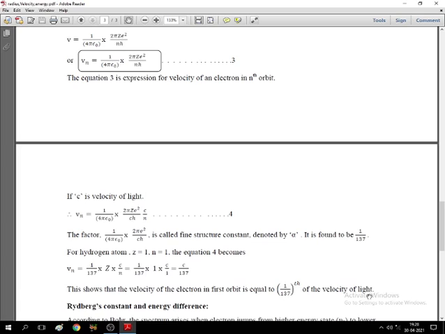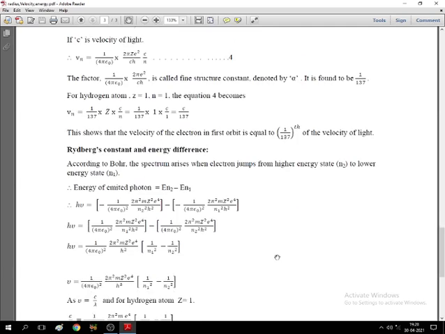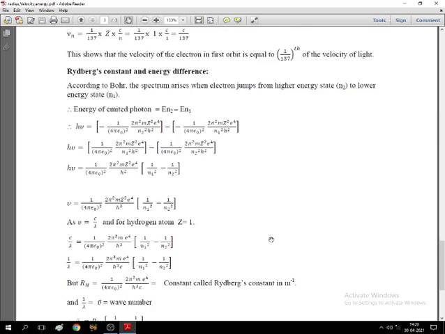This shows that the velocity of electron in first orbit is equal to 1 by 137th time of the velocity of light. That means the velocity of the electron is lower than the velocity of light by a factor of 1 by 137th. Clear? Now the next point is the Rydberg constant and energy difference.